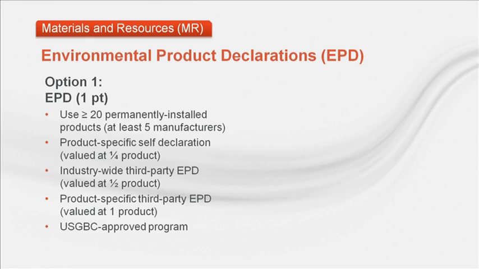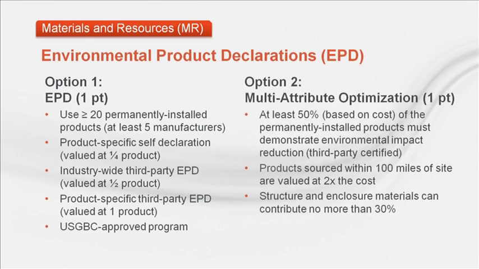To earn the second point under this credit, at least 50% of the products, based on cost, need to meet criteria demonstrating their environmental impact reduction in at least 3 environmental categories. Products that are extracted, manufactured, and purchased within 100 miles of the project site are valued at twice the product cost. In summary, the first point in this credit is based on the number of products. The second point is based on the cost of those products demonstrating compliance.